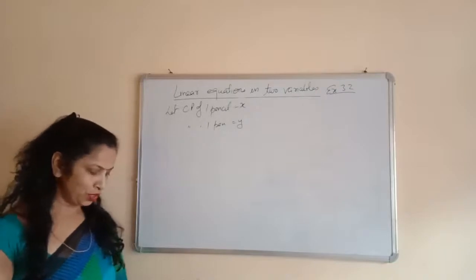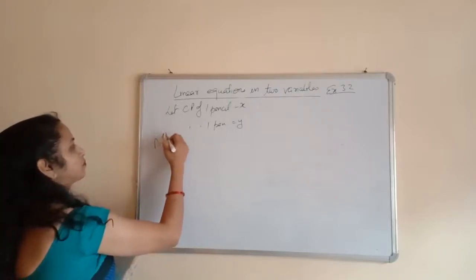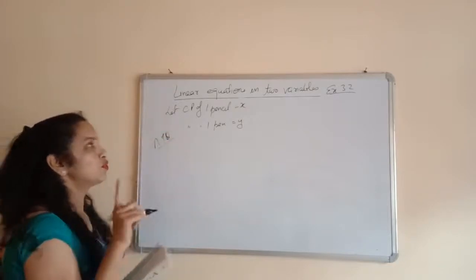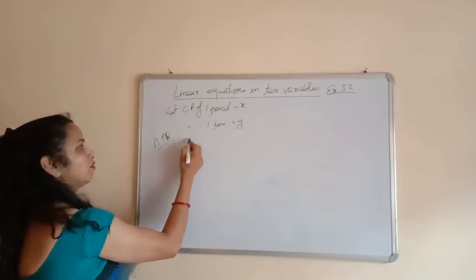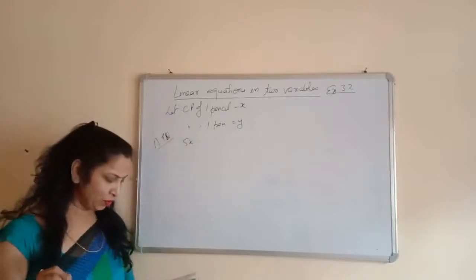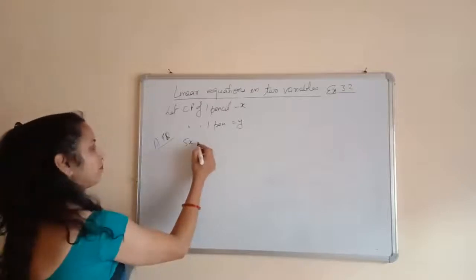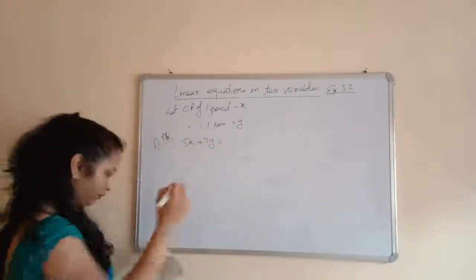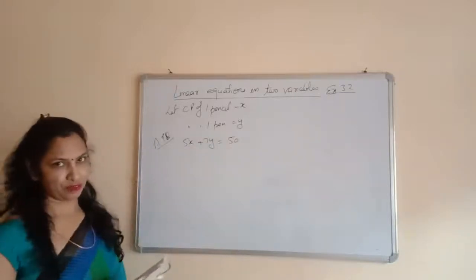So according to the question, 5 pencils and 7 pens. Now just think about it. If the cost of 1 pencil is x, what will be the cost of 5 pencils? It will be 5x. And if the cost of 1 pen is y, then what is the cost of 7 pens? It will be 7y, equal to how much? 50 rupees. So this is the first equation.